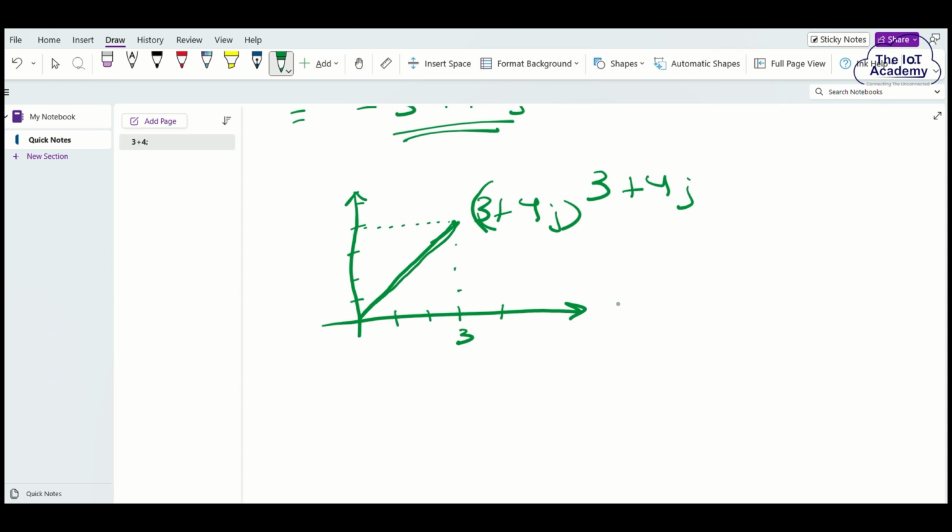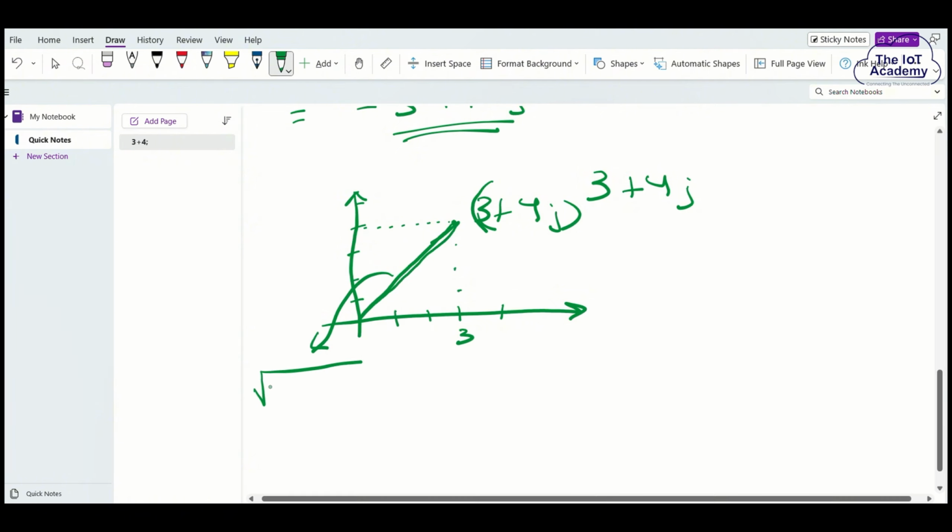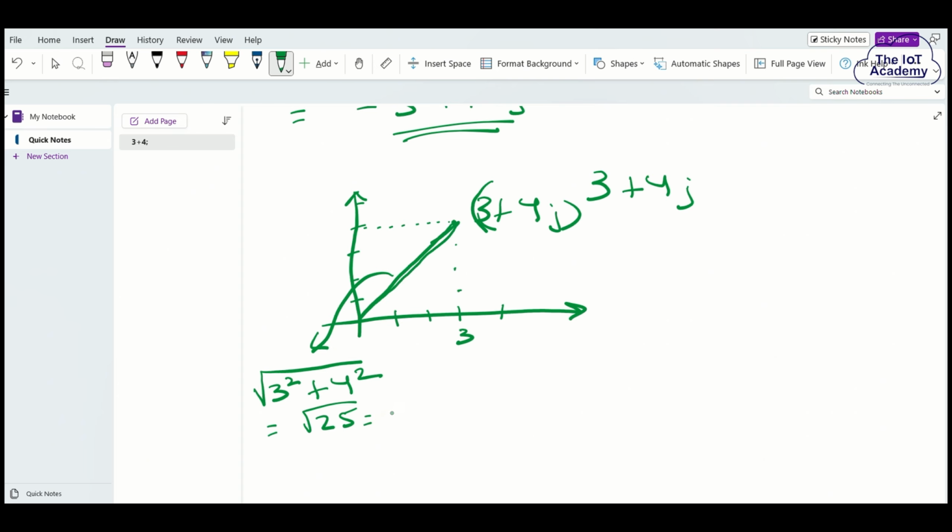So this value is going to be equal to under root of 3 squared plus 4 squared, and the answer is under root 25. Okay, 3 squared is 9, 9 plus 16 is 25, which is equal to 5. In other words, the length from here to here is 3, and if the length from here to here is 4, then this length has to be equal to 5. That's what this absolute value is.